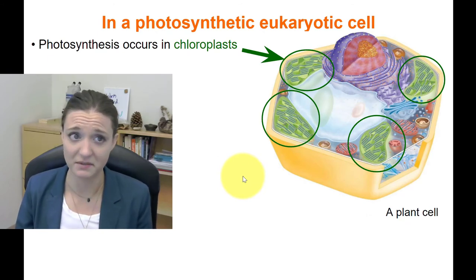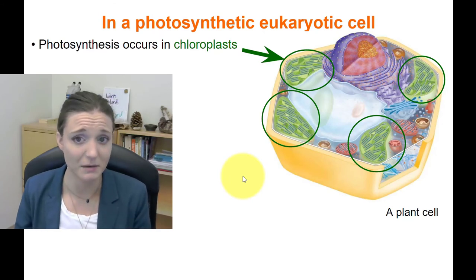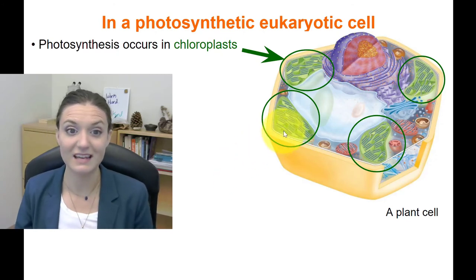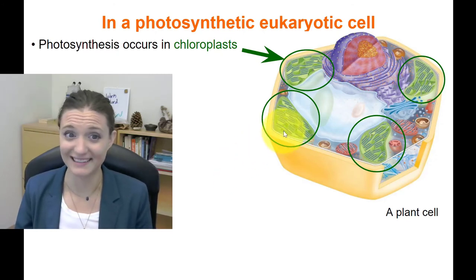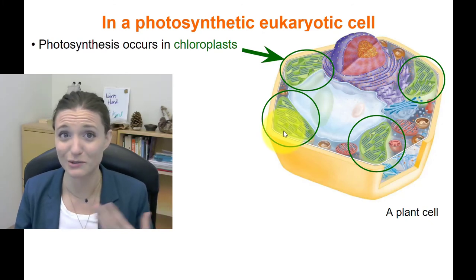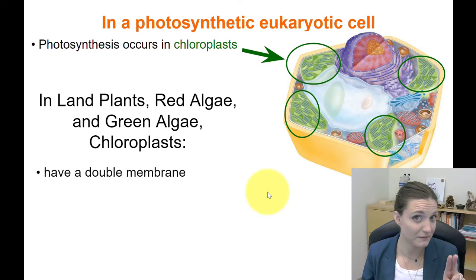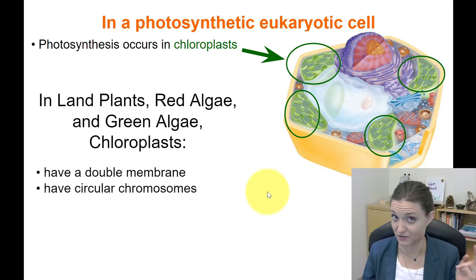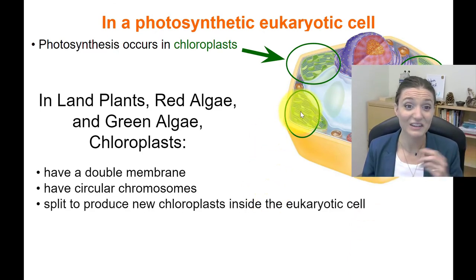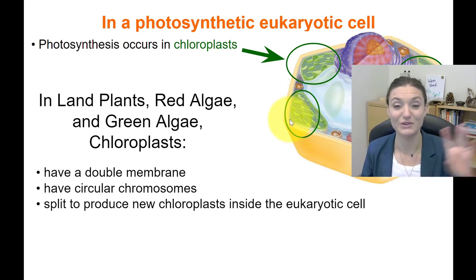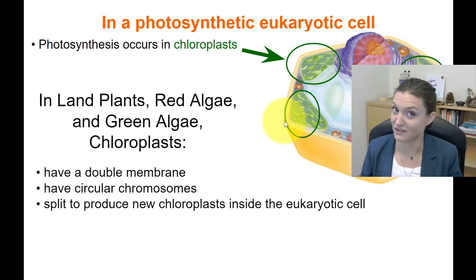They're kind of similar to mitochondria. I mean, mitochondria make ATP by breaking down sugars, right? But in organisms that photosynthesize, they use chloroplasts, the organelle chloroplast, to capture sunlight and turn that solar energy into chemical energy. So this is in land plants, red algae, green algae. Their chloroplasts have a double membrane. Does that sound familiar? They have circular chromosomes that are separate from the chromosomes that are in the nucleus. And the chloroplasts, just like the mitochondria, go through that process of division to produce new chloroplasts inside the eukaryotic cell. They are not assembled.